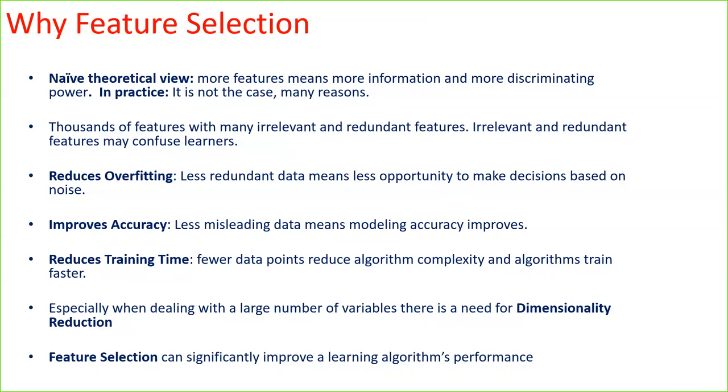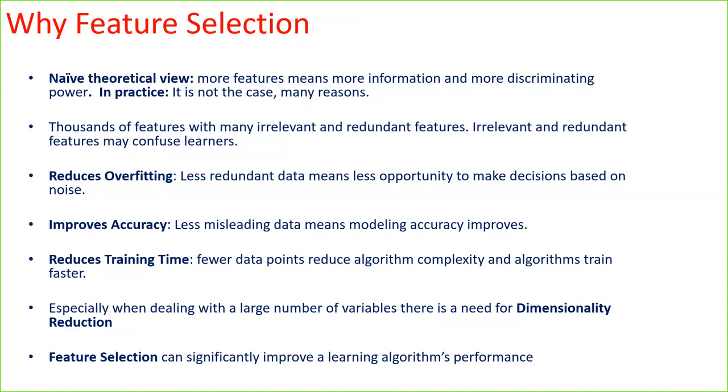And it also improves the accuracy, because less misleading data means model accuracy will improve. It also reduces the training time, because when you are reducing the dimensions, obviously algorithm complexity also depends on the number of dimensions. So because of these fewer dimensions, algorithm complexity is reduced, therefore the algorithms train faster.